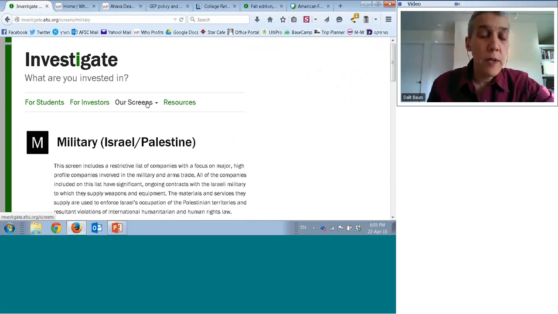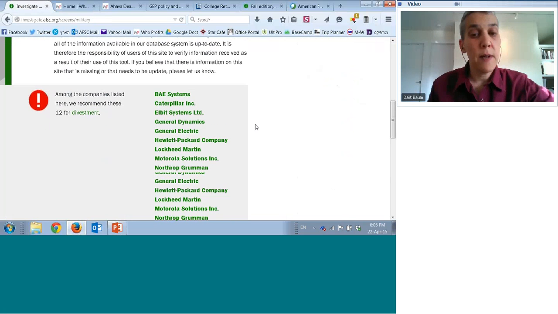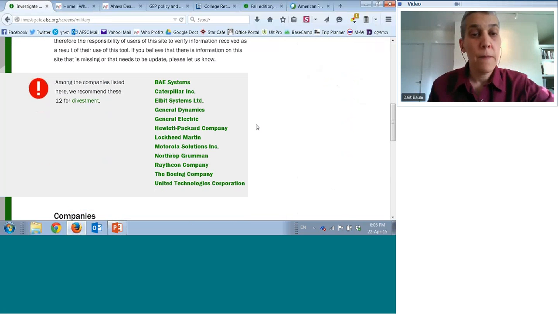You can also reach it from here, our screen. You see occupation, military, and investments. Occupation screen is very big. It includes companies that provide all sorts of tools and services to the occupation. Military screen is kind of small. It has only these companies, 12. It's a dozen. We actually call it the dirty dozen.